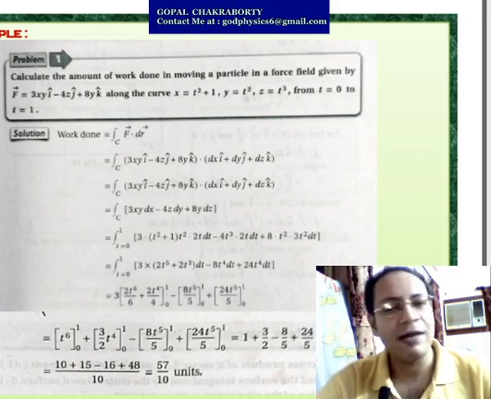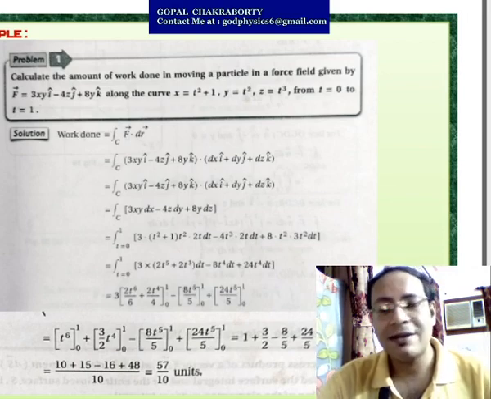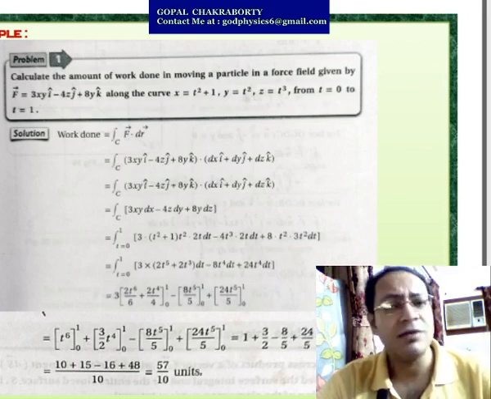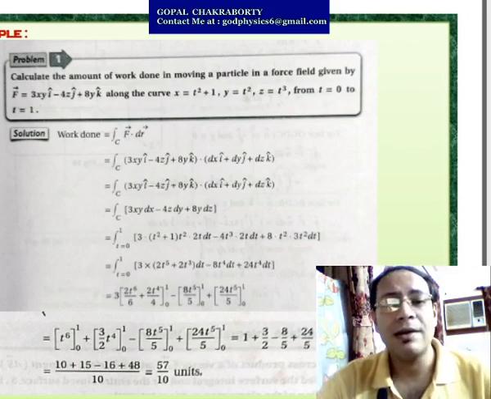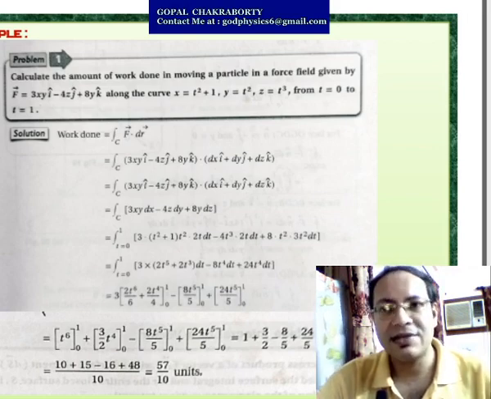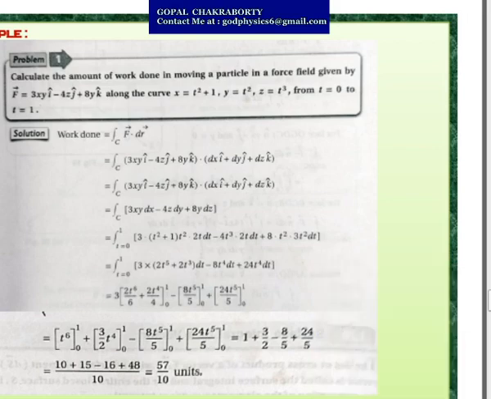First of all find the dot product, and to find the total work done you have to integrate along the given curve. The x, y and z values are given, so you substitute x, y and z one by one, and also dx, dy and dz, in terms of t and dt. Then you take the integration with the given limits of t. As I have discussed, F dot dr gives you 3xy dx minus 4z dy plus 8y dz.